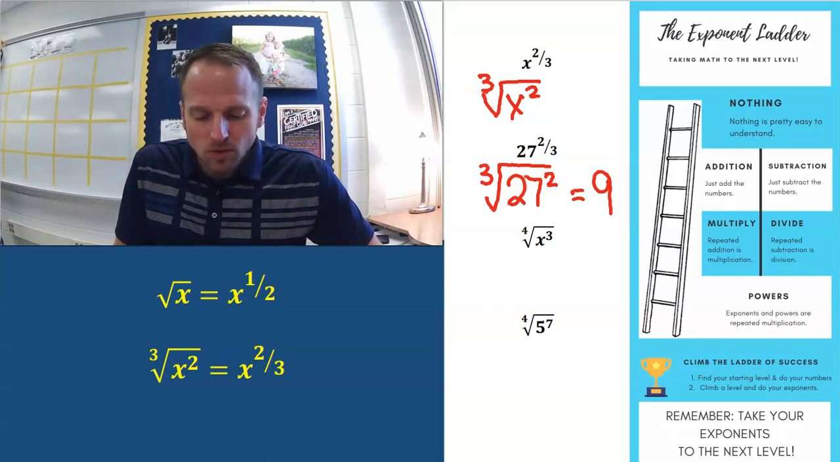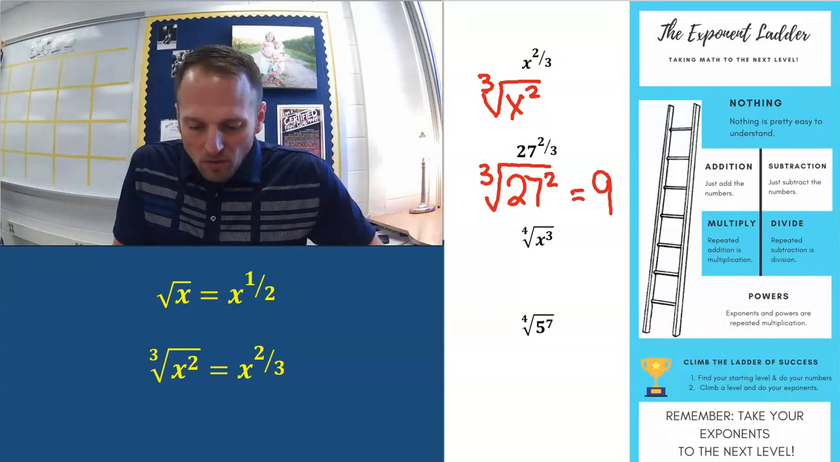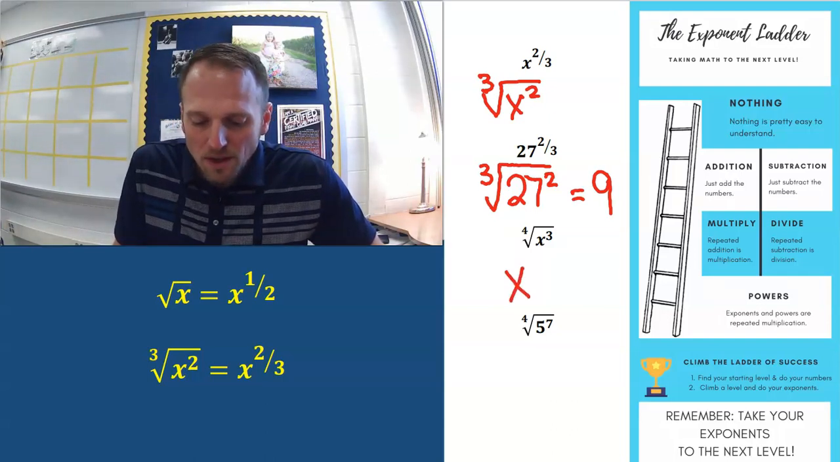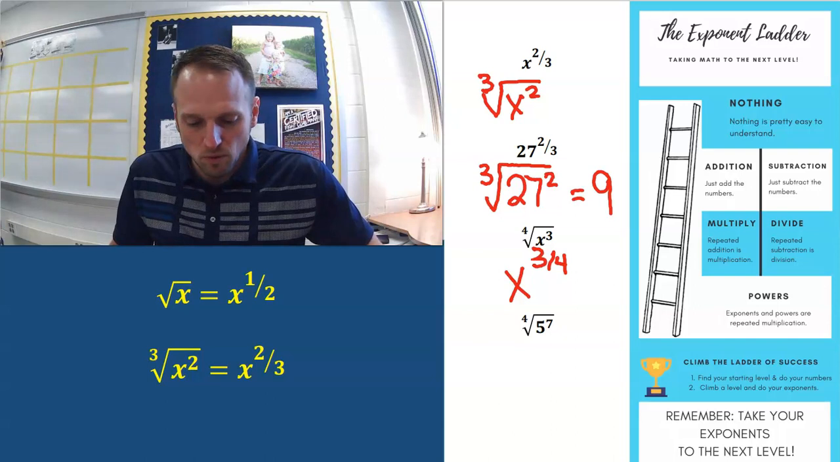So let's look at this next one. This is written in radical form, the fourth root of x to the third. Let's write it in exponential form. This is just going to be x to the 3/4 power.